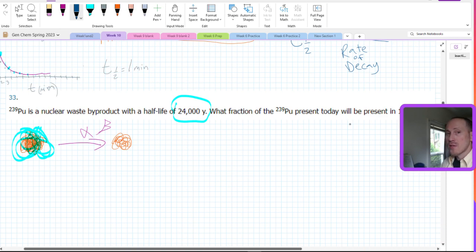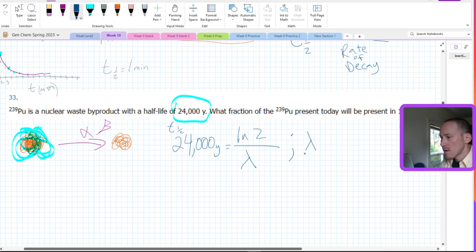Again, it doesn't matter how much you start out with. However much you start out with, you're going to have half of that after the half-life. But what we need to find, they tell us the half-life. So the half-life is 24,000 years. That's the half-life. It's a time. 24,000 years is the half-life, and that's going to equal the natural log of 2 divided by the decay rate. So to solve for the decay rate, lambda, we're just going to cross multiply those, right? Multiply each side by that lambda, divide each side by 24,000, get that.